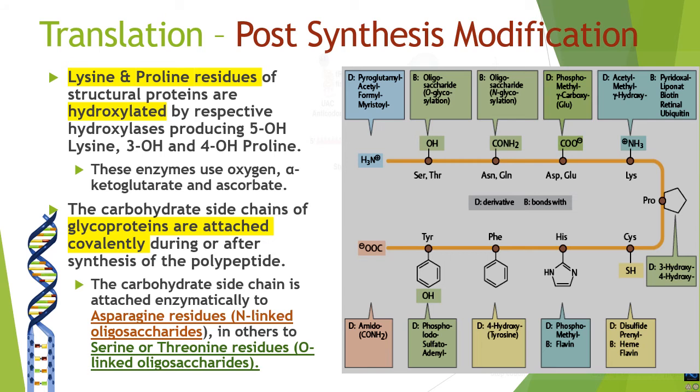Another modification happens for the glycoproteins. They are those polypeptides to which a carbohydrate moiety is attached. Usually, the carbohydrate can be attached to two different moieties: either to asparagine, or to the hydroxyl-containing serine or threonine. If it is attached to the asparagine residue through an N bond, they are called N-linked oligosaccharides. If it is bound to serine or threonine through oxygen, they are called O-linked oligosaccharides.